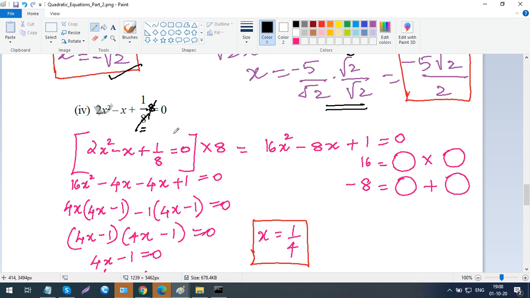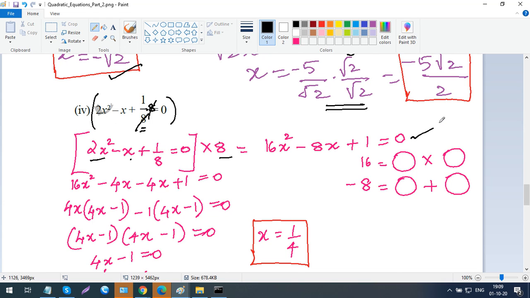But I can't just multiply 8 with 1 over 8 alone. I'll have to do it with the whole equation. So that's what I have done. 2x square minus x plus 1 by 8 equals 0. Multiply it with 8. So what does that give you? This 8 has to be multiplied with each term inside. So you get 16x square minus 8x plus 1 equals 0.